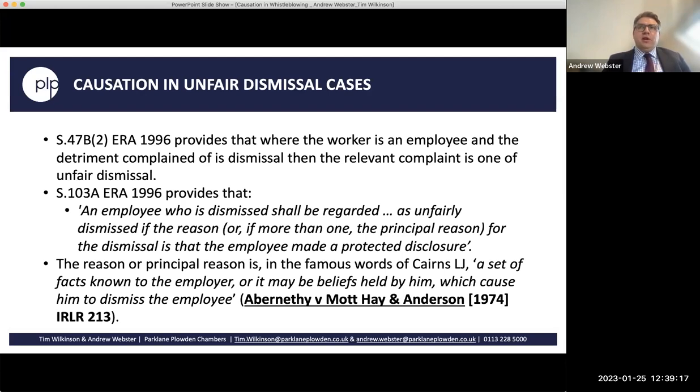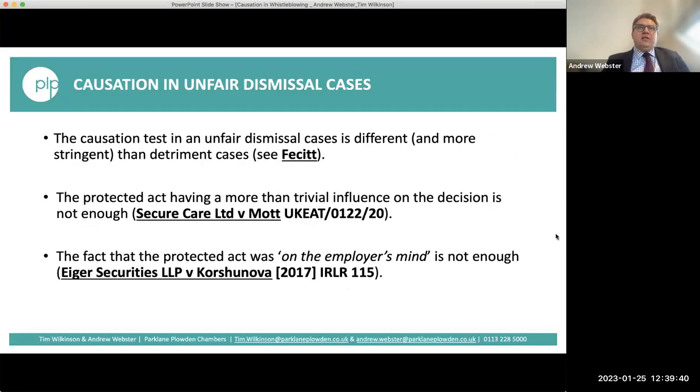So coming to causation itself, under section 103A, what we're looking for is the reason or principal reason for the dismissal. In other words, the same test that applies in an ordinary unfair dismissal claim under section 98, sometimes referred to as the sole or principal reason test. And with that in mind, I've included the famous quote from Lord Justice Cairns in Abernethy, which I won't read out to you. And what will be immediately apparent moving to the next slide is that the detriment test and the unfair dismissal test are different. And in particular, the dismissal test is likely to be more onerous for a claimant to surmount.